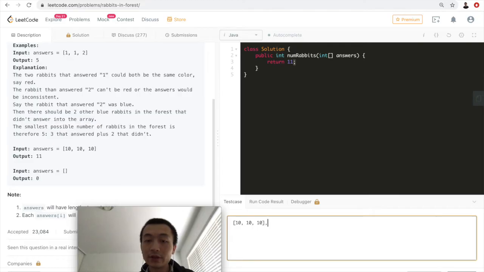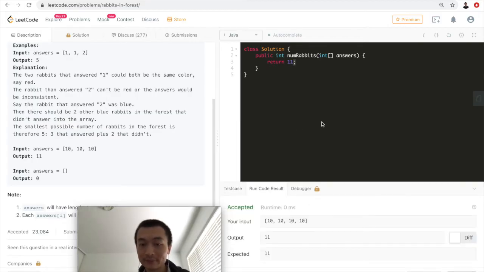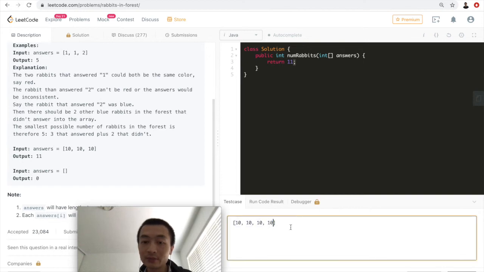Also, if you understand the problem, you know that if we add one more 10, it's still going to be 11, right? So the fourth 10 is just going to balance off, use one more quota of the first rabbit's 10 peers, right? So it's still going to be 11. So it's still going to be correct. Let's see. Still correct.